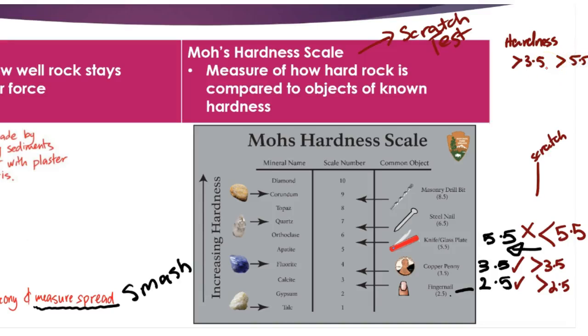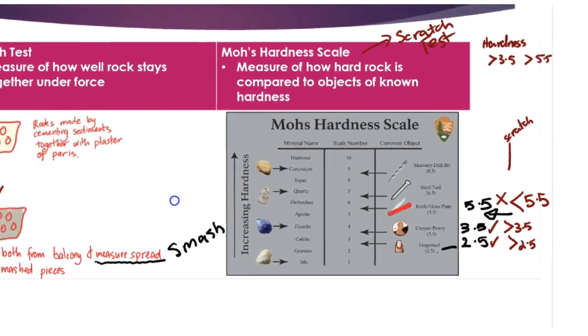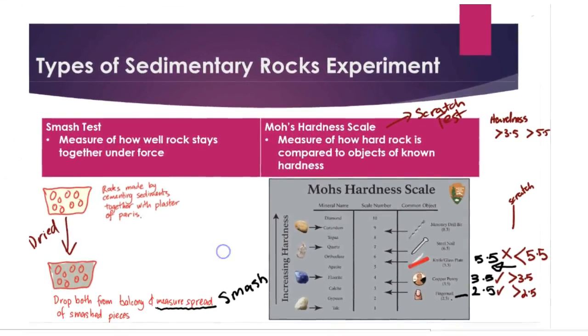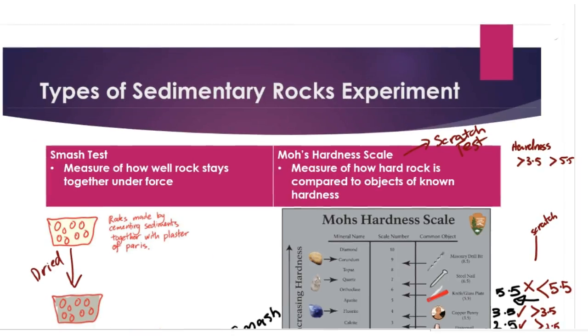So you're going to use both the spread from the smash experiments and the results from your Mohs hardness scale test to analyze and record the properties of the rock you have made. There it is in a nutshell.